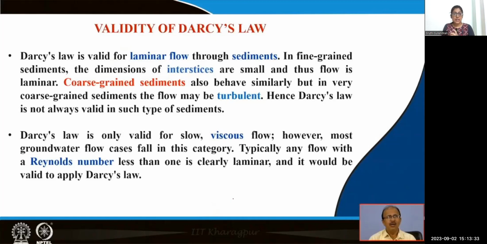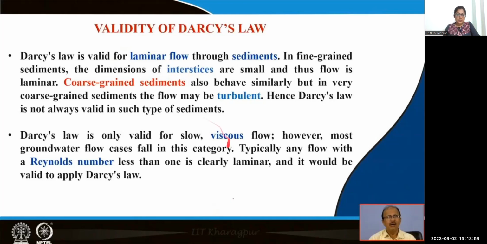And here you can see the fine-grained sediments, fine-grained sand materials, the flow will be laminar. But when it comes to coarse-grained sediments and there are huge pore spaces in between them, the flow that is happening tends to be a little turbulent. So then we cannot use Darcy's law to compute the velocity or discharge rate of water flowing through it for turbulent flow.